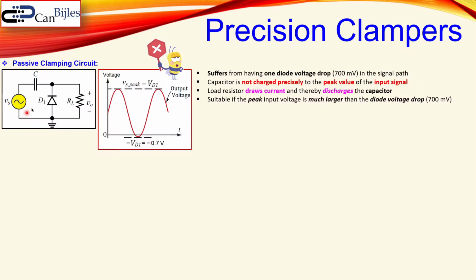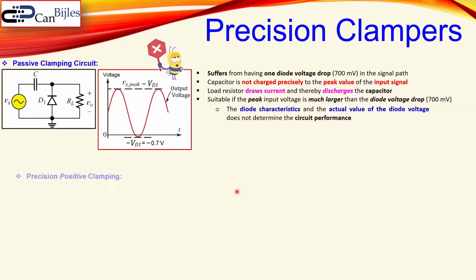Let's say this is 100, 200, maybe 500 volts. So for high power application, this 0.7 is not really a big deal. So we can just forget about that, and diode characteristics and the actual value of the diode voltage do not matter anymore. Let's then look at our precision positive clamper circuits first.